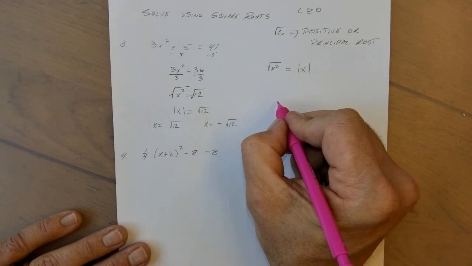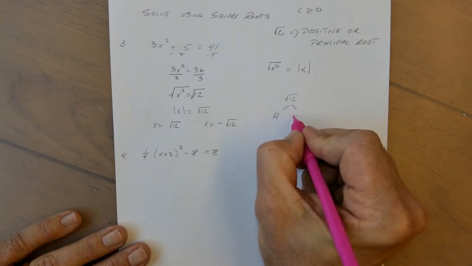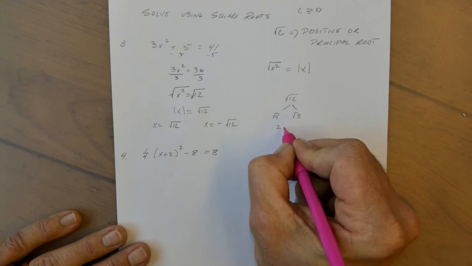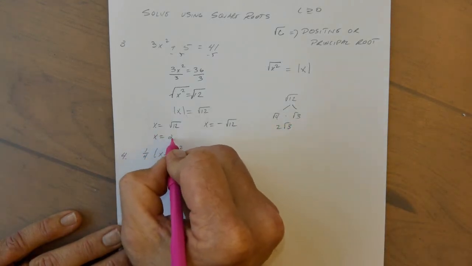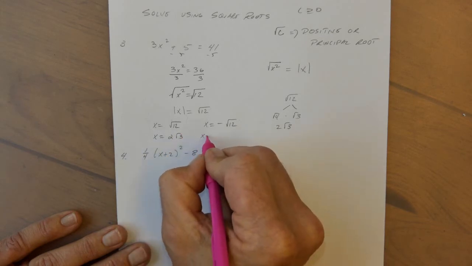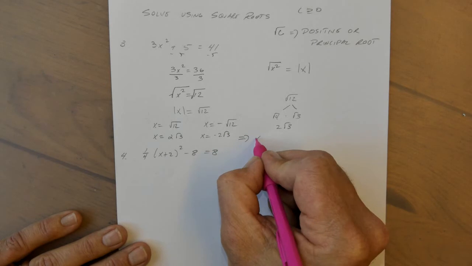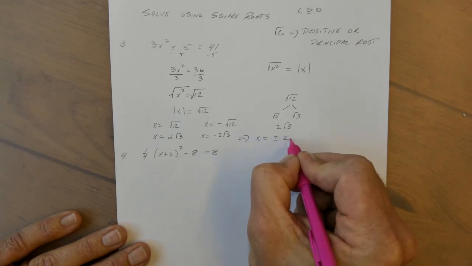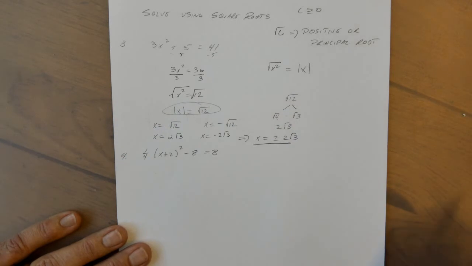And then simplifying this, square root of 12, right? 4 is a factor that is a perfect square, and we're left with 2 root 3. So we would simplify this to 2 root 3 and negative 2 root 3, or you could write it as x equals plus or minus 2 root 3. But this is really the critical step here in this problem.